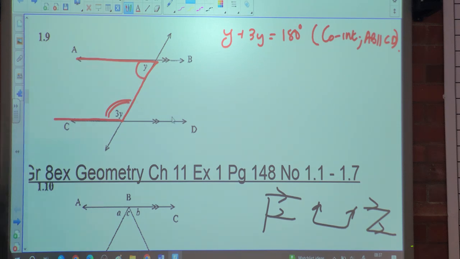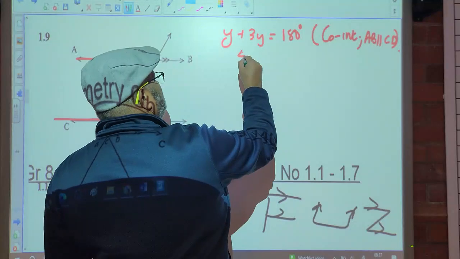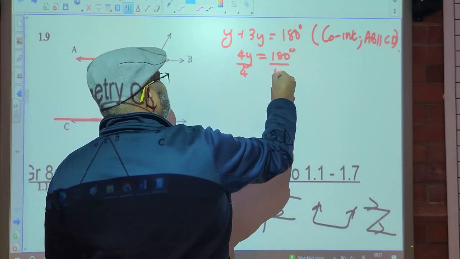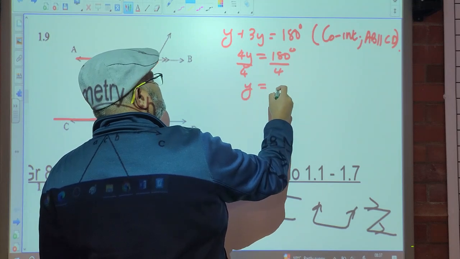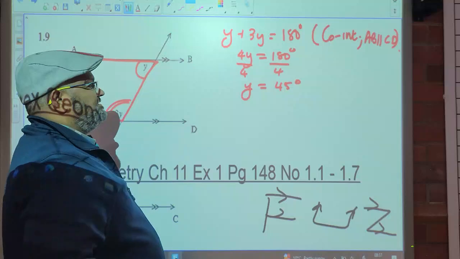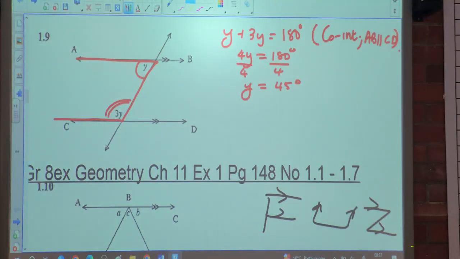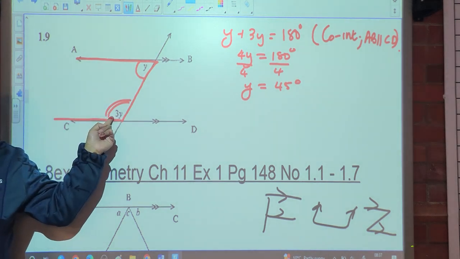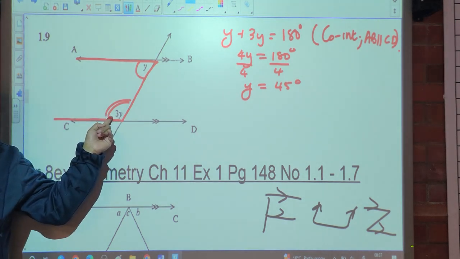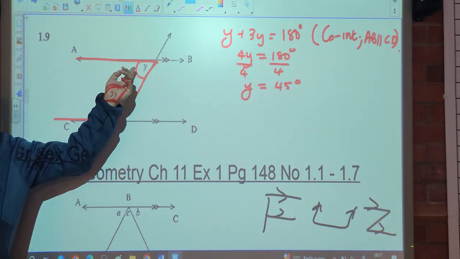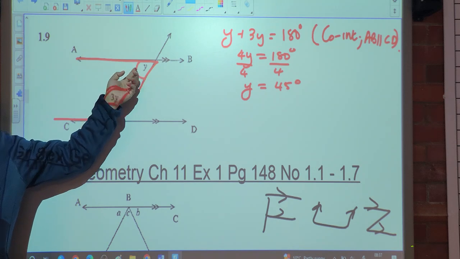Right, what's y plus 3y? 4y is equal to 180. Divide by 4 now. So y is 45. Okay. So what's the size of this angle? Three times 45, which is 135. And that is 45. 45 plus 135?